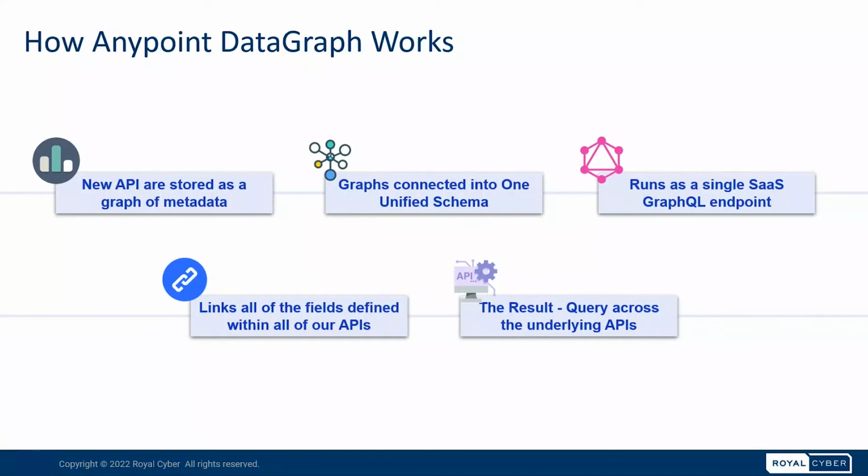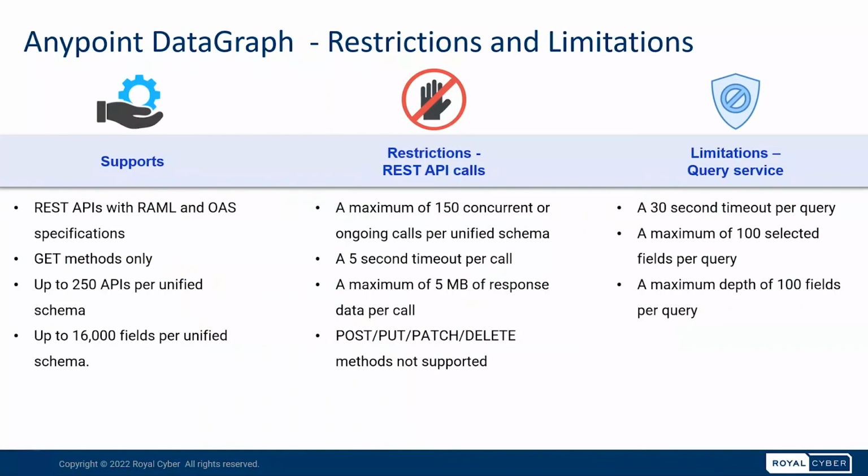Every time we add a new API to our application network, Anypoint Platform stores it as a graph of metadata. Anypoint DataGraph enables us to connect those graphs into one unified schema that runs as a single SaaS GraphQL endpoint and contains and links all of the fields defined within all of your APIs. As a result, we can query across the underlying APIs without needing to understand all of the relationships or specific capabilities that exist within them.